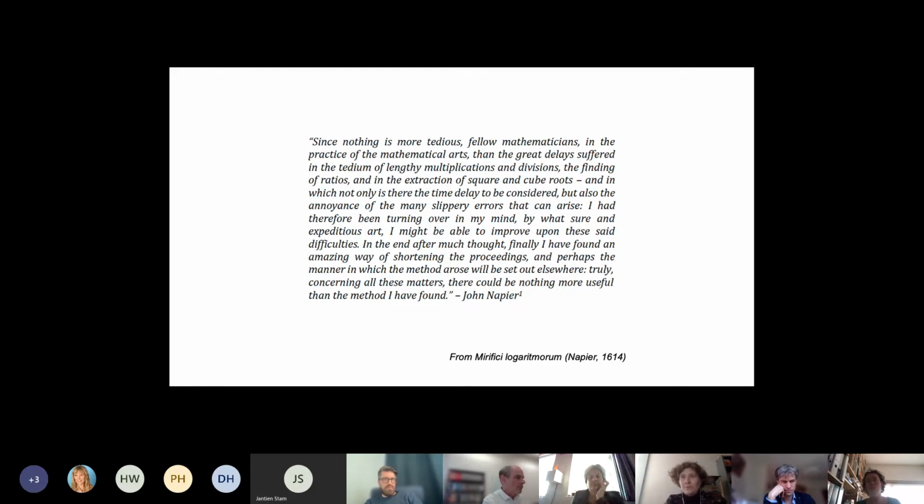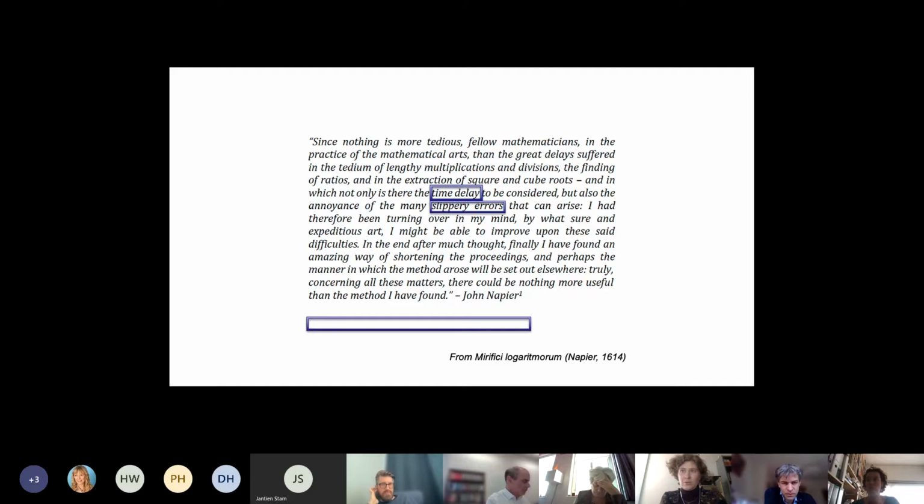It's a bit long. You can read the whole thing, but I'm going to point at some specific parts. Napier here says that he's annoyed with the time delay of doing lengthy multiplications, and also the many slippery errors that can arise when you do these kind of multiplications. So this is a time where there's no calculator, but there's a lot of multiplications being done for different reasons. But it takes time, and you can make a lot of errors while doing it.